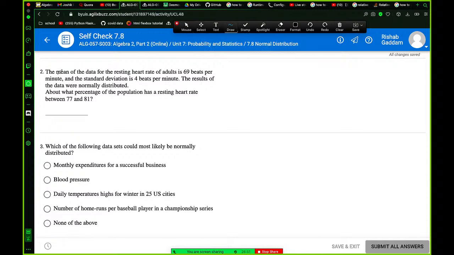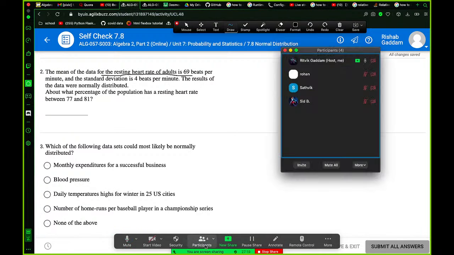The mean of the data for the resting heart rate for adults is 69 beats per minute, and the standard deviation is 4 beats per minute. The results of the data are normally distributed. About what percent of the population has a resting heart rate between 77 and 81? If you want to do this one, then raise your hand in the participants list.